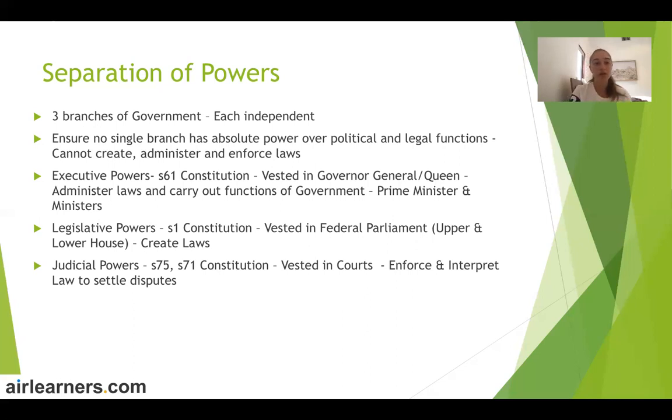So the first branch of government that you need to know is the executive. The executive is outlined in section 61 of the Constitution, and the executive is essentially the government. The head of the executive is the Governor General, and they then appoint the Prime Minister and the ministers who make up the executive. And the role of the executive is to administer the laws and carry out the functions of government.